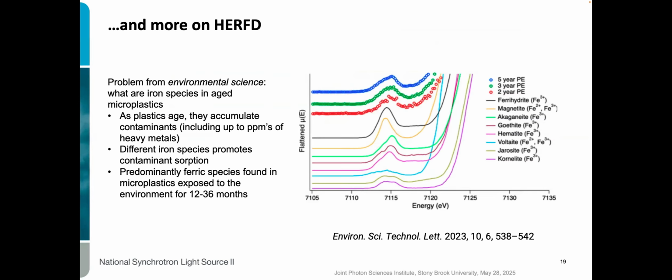This is an example from environmental science. It has to do with microplastics. Microplastics, especially when left in the environment, tend to absorb things. One of the first things that they absorb is iron, because iron is everywhere. And iron, in turn, promotes the absorption of really nasty things, such as heavy metals. And in order to understand this aging of plastics, you need to understand what the iron chemical form is. And again, I'm not showing the conventional data, but here, from just the form of this pre-edge obtained by HERFD, one can identify the ferric species, which, again, has implications for the secondary absorption and also for the decomposition of those plastics, because there's a multitude of processes going on there.